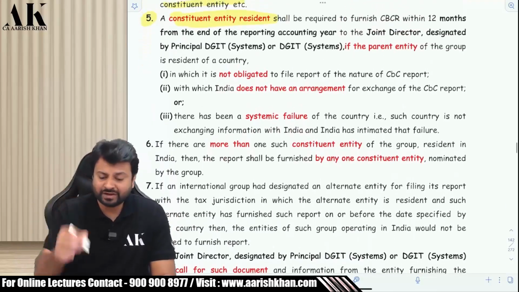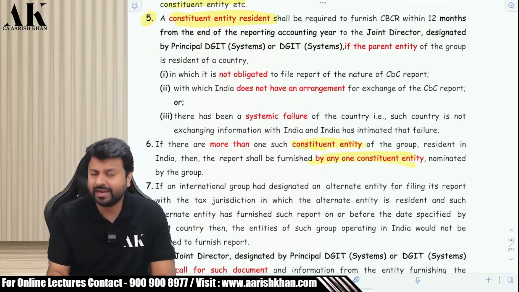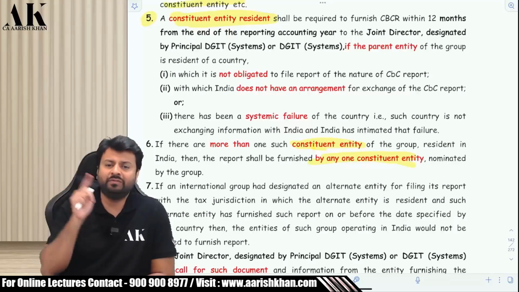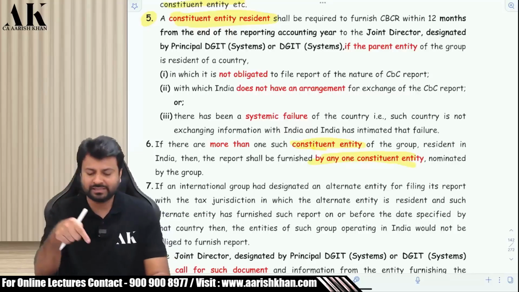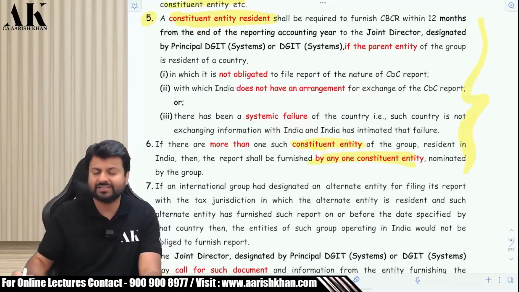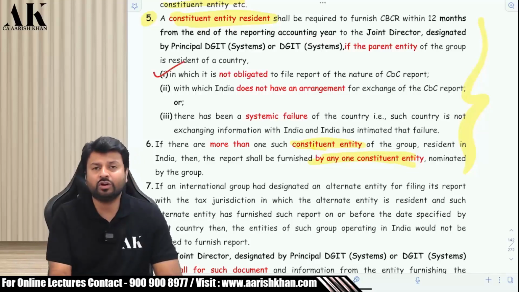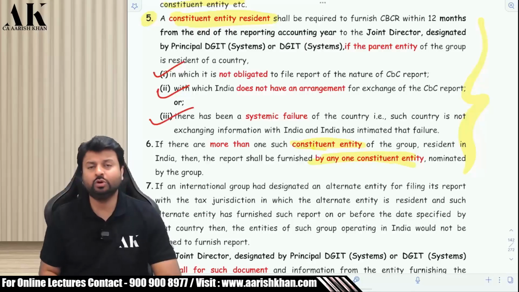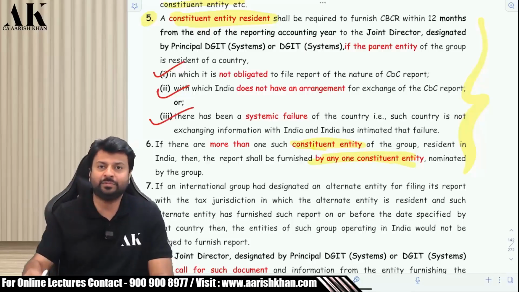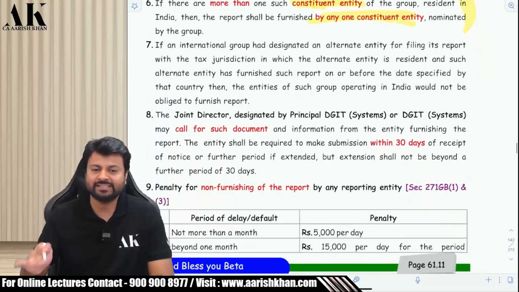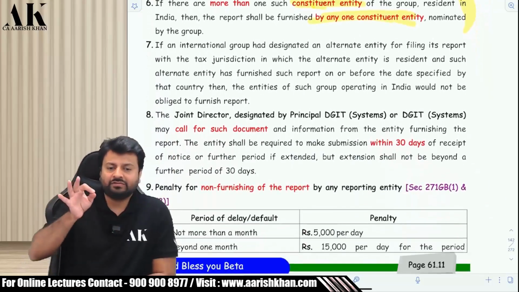And if there is more than one constituent entity, then the group will nominate one entity in India. Suppose there are two subsidiaries in India of Sony, then the group will nominate one of them to be responsible to file CBCR. Check it please. This is what point number 5 and 6 has to say. So there are three problems which I have raised: no concept of CBCR, no agreement, there is a systemic failure in sharing the information. So in these three cases, Sony India will file the CBCR. Okay. Next. Again, I have to make a triangle of three countries.